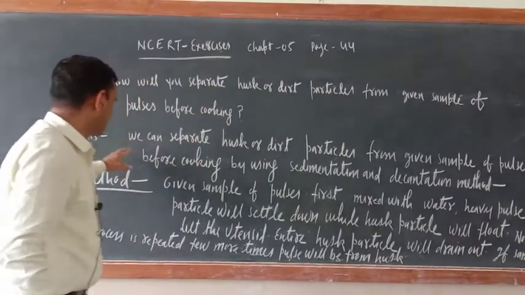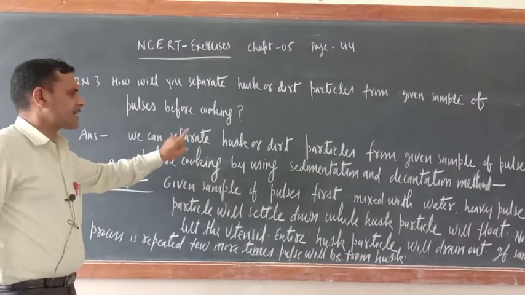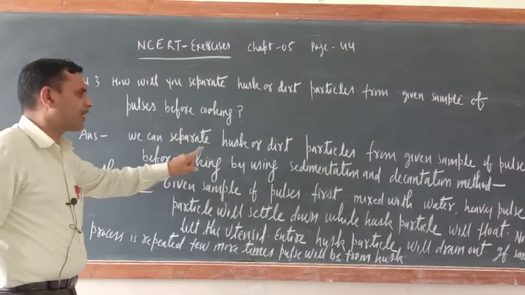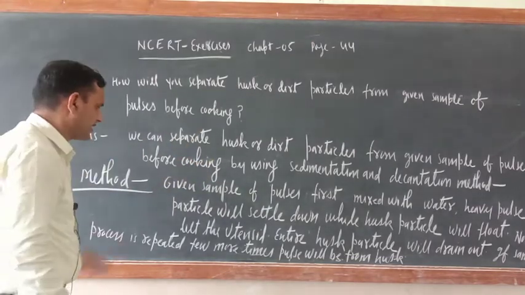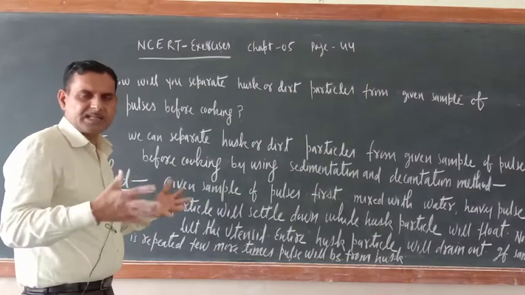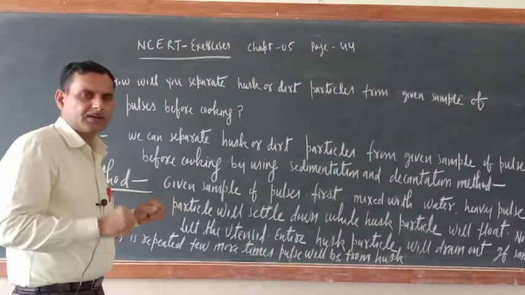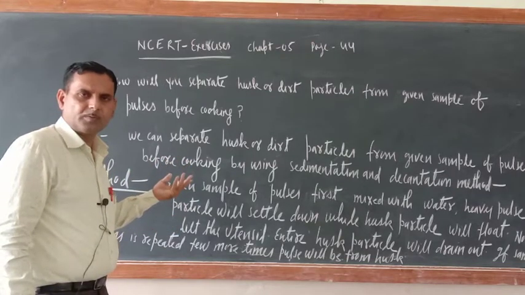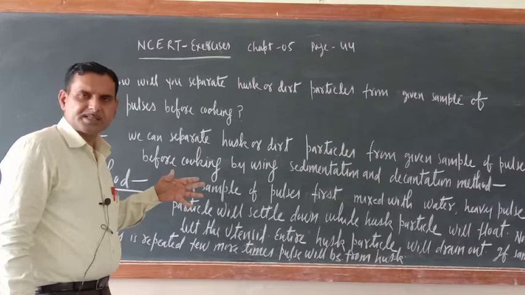Okay, I have already explained: we can separate husk or dirt particles from a given sample of pulses before cooking by using the sedimentation and decantation method. Same process I explained. The entire pulse should be taken in one utensil. Add some amount of water. Then stir it. After stirring, what is there?